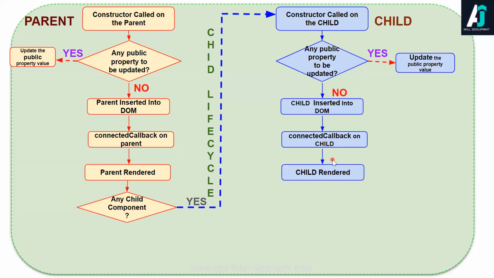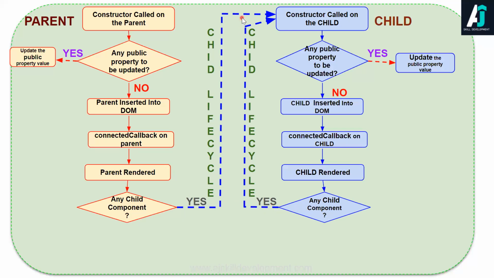Now if you have another child inside this child, we can actually stack the components, right? The parent, and inside that there is a child, and inside the child we can have one more child. So it checks whether any other child component is being referred into it. If it has one more child embedded into it, then that child's life cycle starts now. So this is how the life cycle goes on.